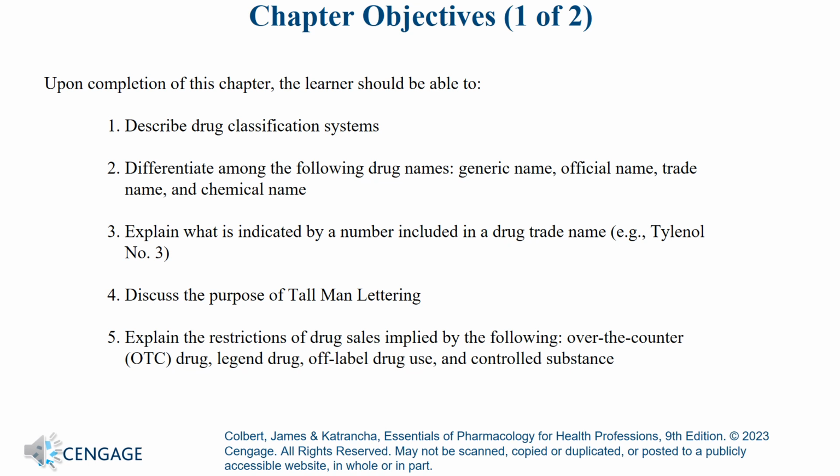Upon completion of this chapter, you should be able to describe drug classification systems, differentiate among the following drug names, which are generic, official, trade, and chemical. Explain what is indicated by a number included in a drug trade name, like Tylenol 3. Discuss the purpose of tall man lettering. Explain the restrictions of drug sales implied by the following, like over-the-counter, legend drug, off-label drug use, and controlled substances.